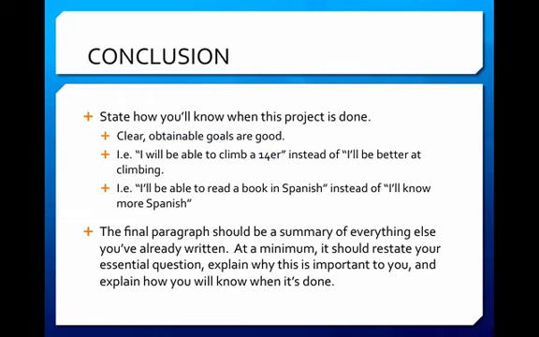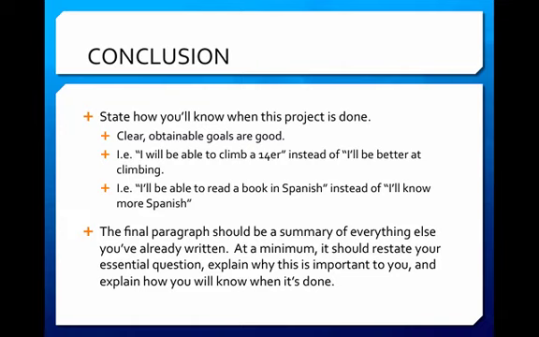In the conclusion, I'm going to read the second bullet point first. It says the final paragraph should be a summary of everything else you've already written. At a minimum, it should restate your essential question from your first paragraph, explain again why it's important to you, also from your first paragraph, and explain how you know when it's done. And then at the top there it says, state how you know it's done. This explains it a little more.